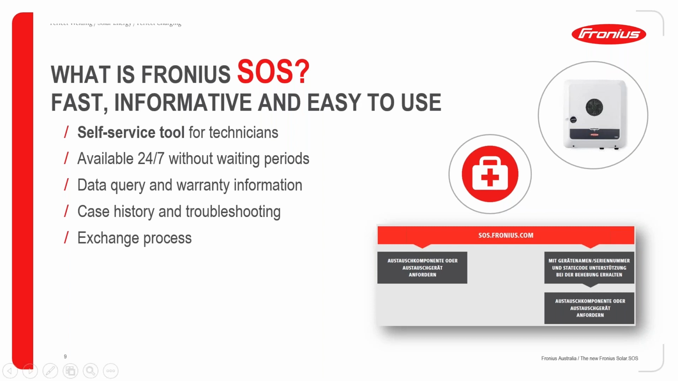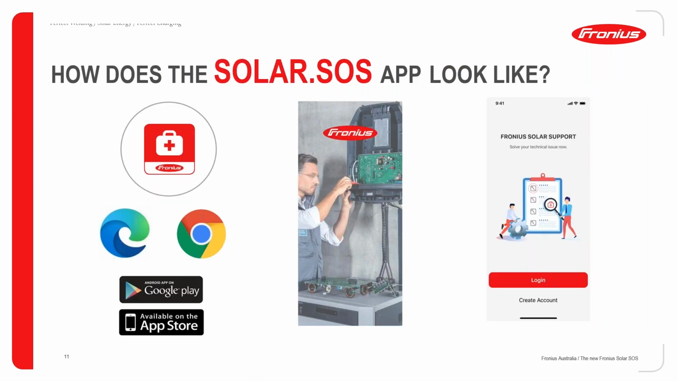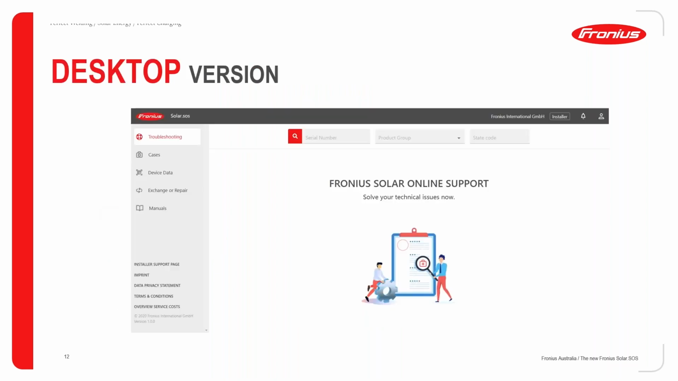So far, quite a number of technicians have been using our Fronius SOS 1.0 platform. This is what the 1.0 platform looked like. You went online on a browser and could access data like your cases and inverter data, such as information and warranty replacement, and you could also get tech support contact information. But now the Solar.SOS platform is available as an app as well. You can download the app from the Google Play Store or the Apple App Store. We have also kept the desktop version available online.